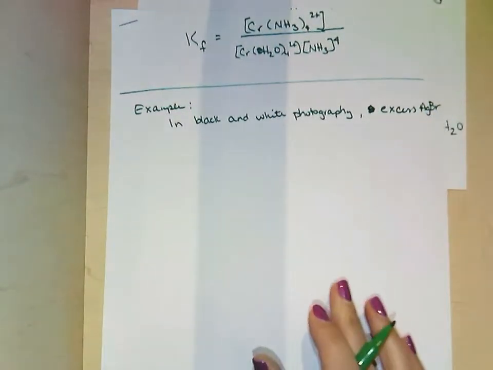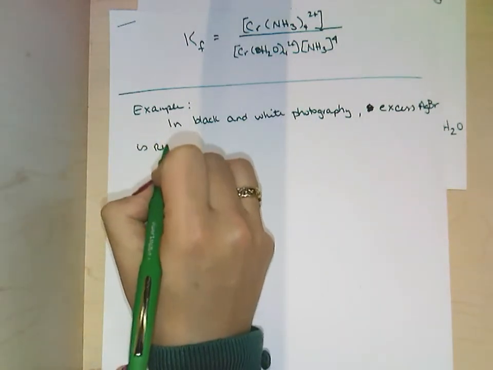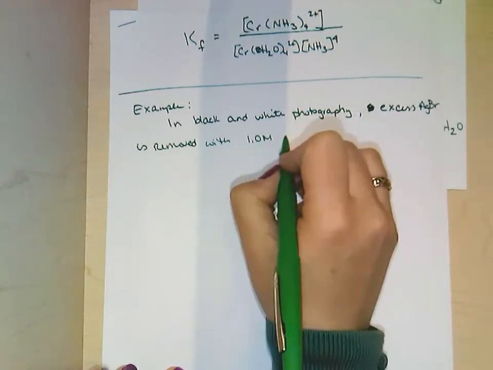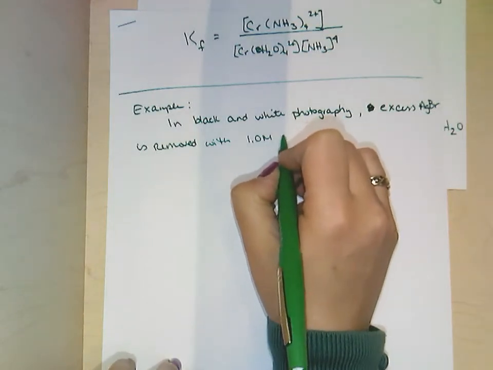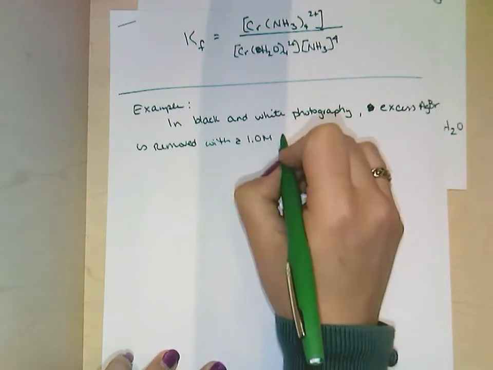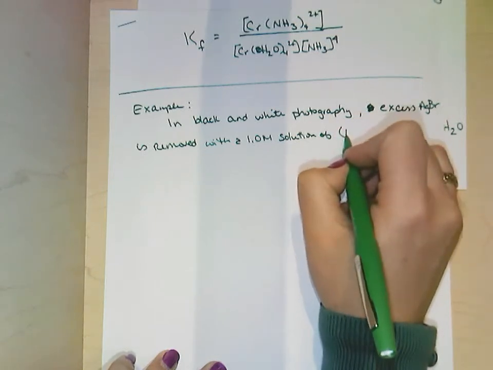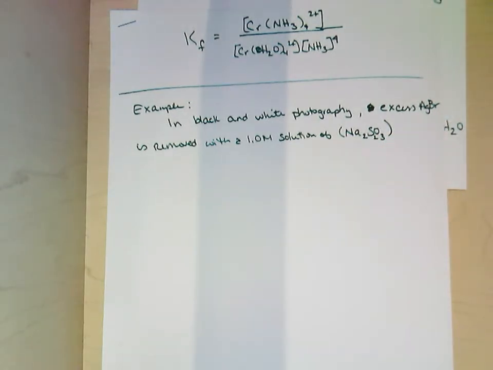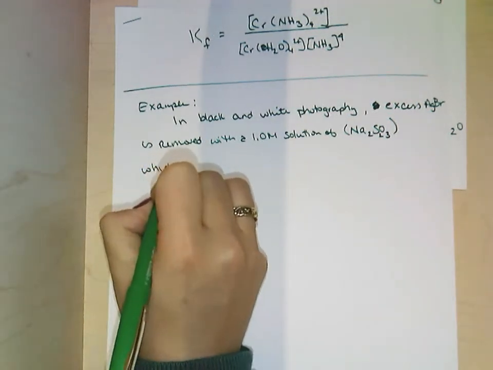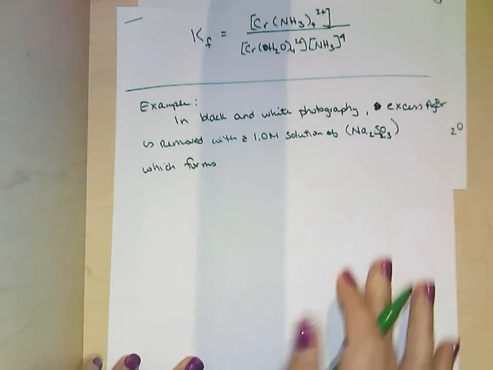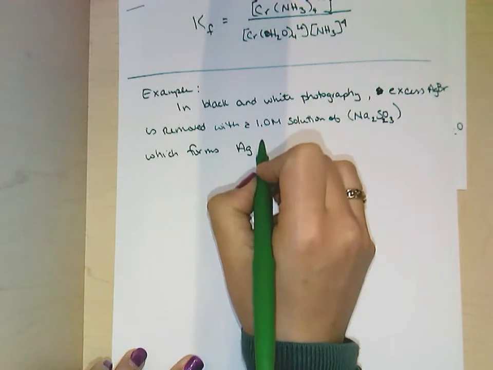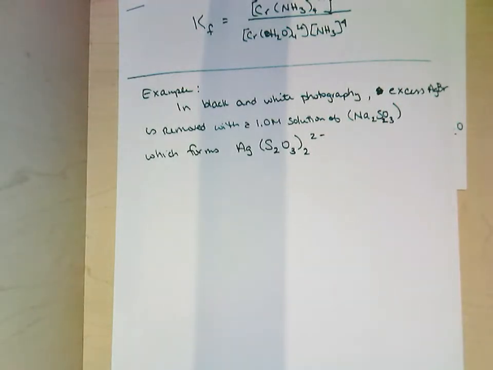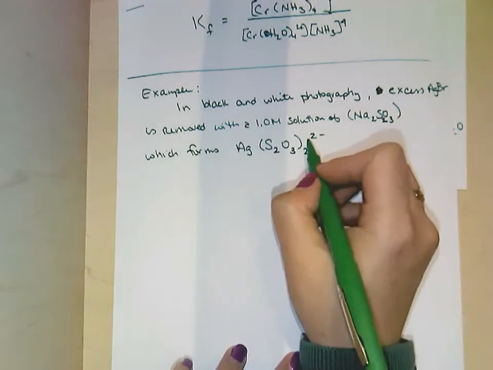Alright, so in black and white photography, excess silver bromide is removed using a 1.0 molar solution of thiosulfate. That should be 3 minus. Sorry, 3 minus.